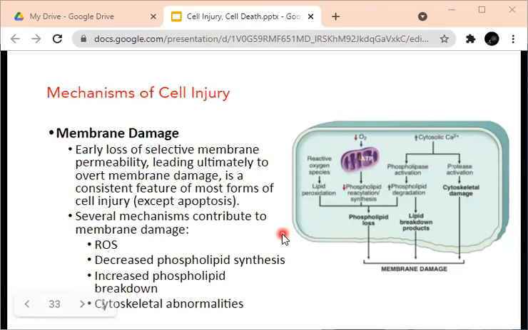And there are several mechanisms that contribute to membrane damage. First, we have ROS, or reactive oxygen species. We have decreased phospholipid synthesis, increased phospholipid breakdown, and cytoskeletal abnormalities.